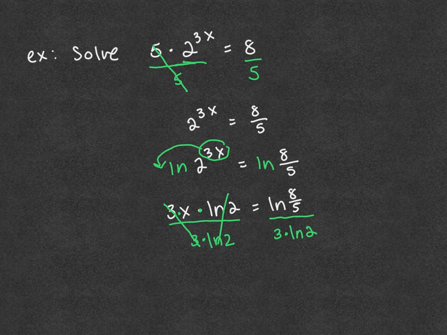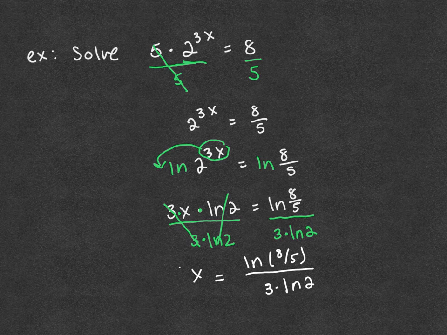And so x is equal to the natural log of 8/5 divided by 3 times the natural log of 2. So there's my exact answer. My approximate answer is found by plugging that entire expression into a calculator, and you get about 0.23.